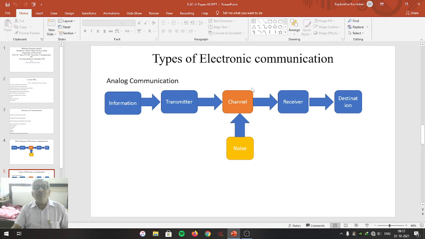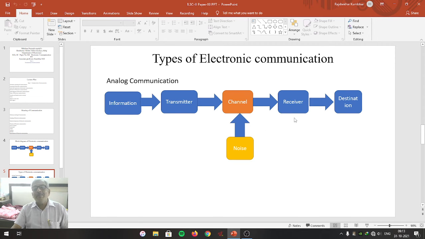During the propagation of the signal through the channel, some unwanted signal is likely to be added to the wanted signal being carried, and that is known as noise. Noise is an unwanted signal, but we can't avoid it. It is added in the channel along with the signal, propagates, and reaches the receiver.